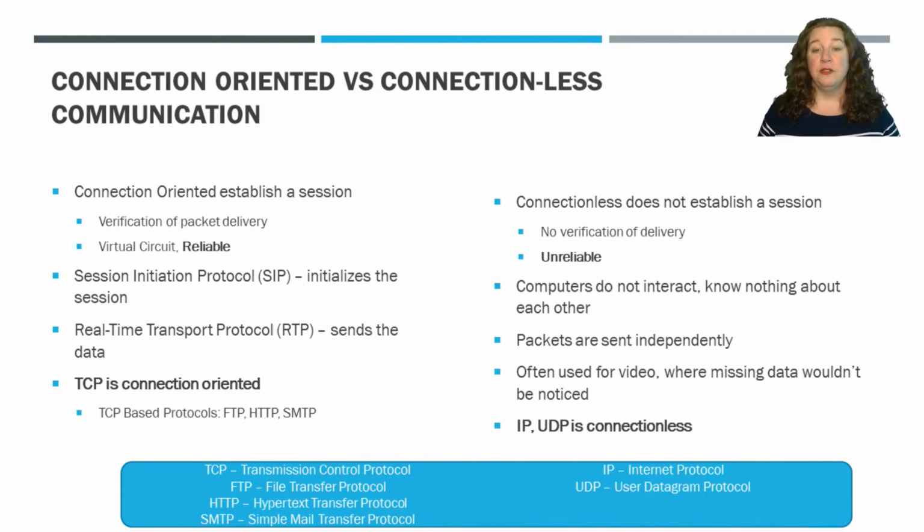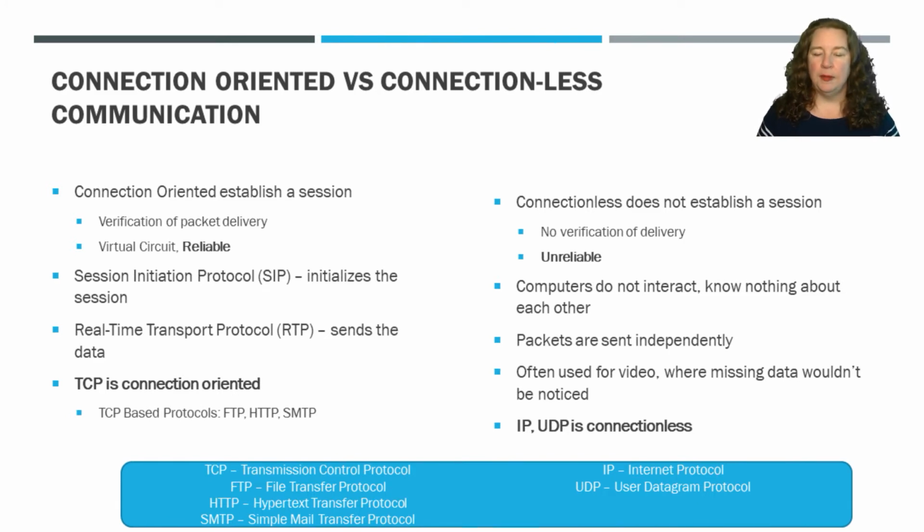So we use this a lot for video, where honestly, missing data isn't really going to be noticed because the amount of data that's encoded in each packet is small. And so if you are missing 5% of your video, you may not actually see it because it's going to be interspersed. It's not 5% altogether. It's little bits here and there, and you may not even notice that it's missing. Connectionless is going to use either your IP, your Internet Protocol, or your UDP.